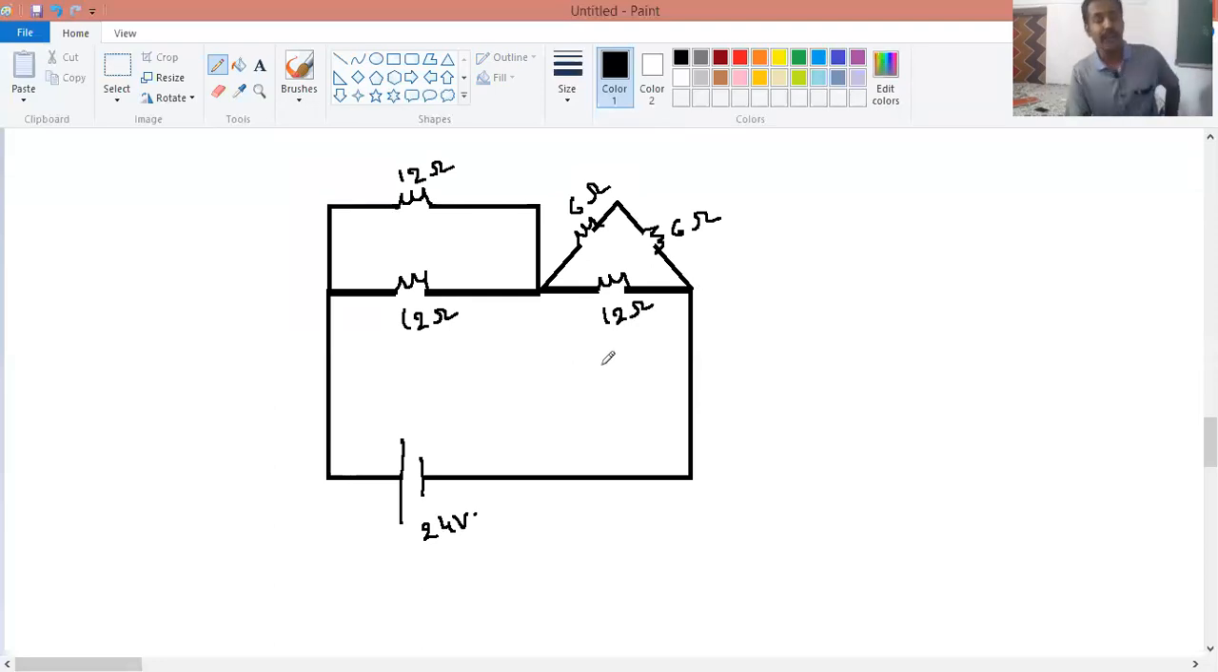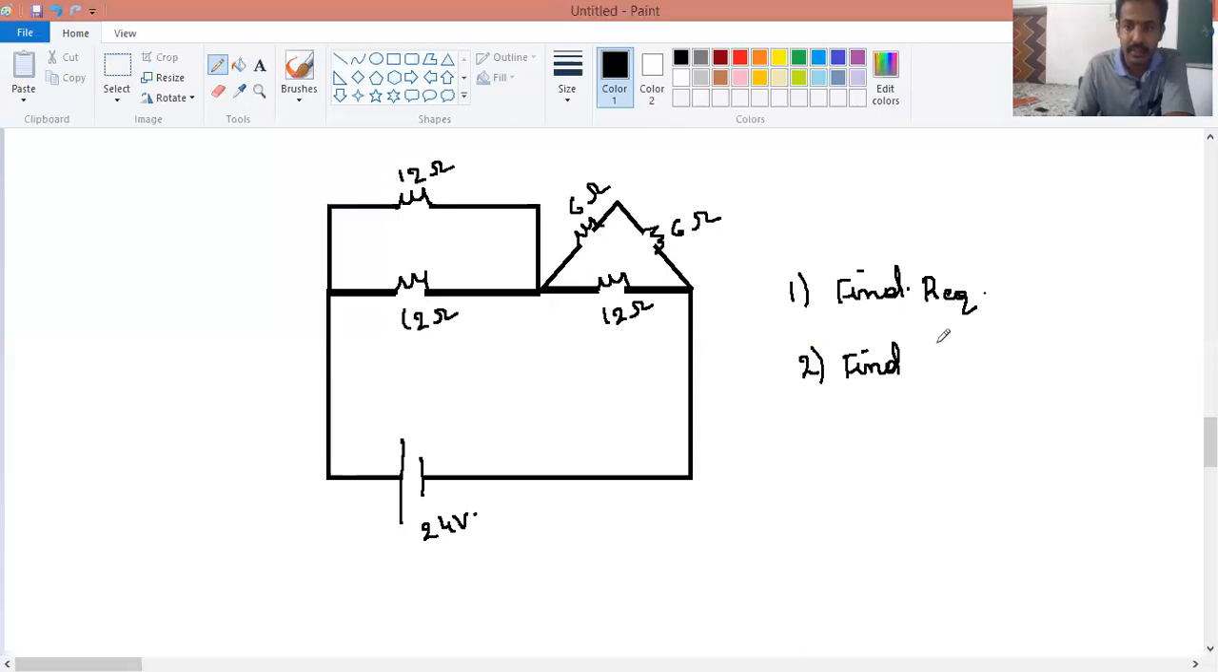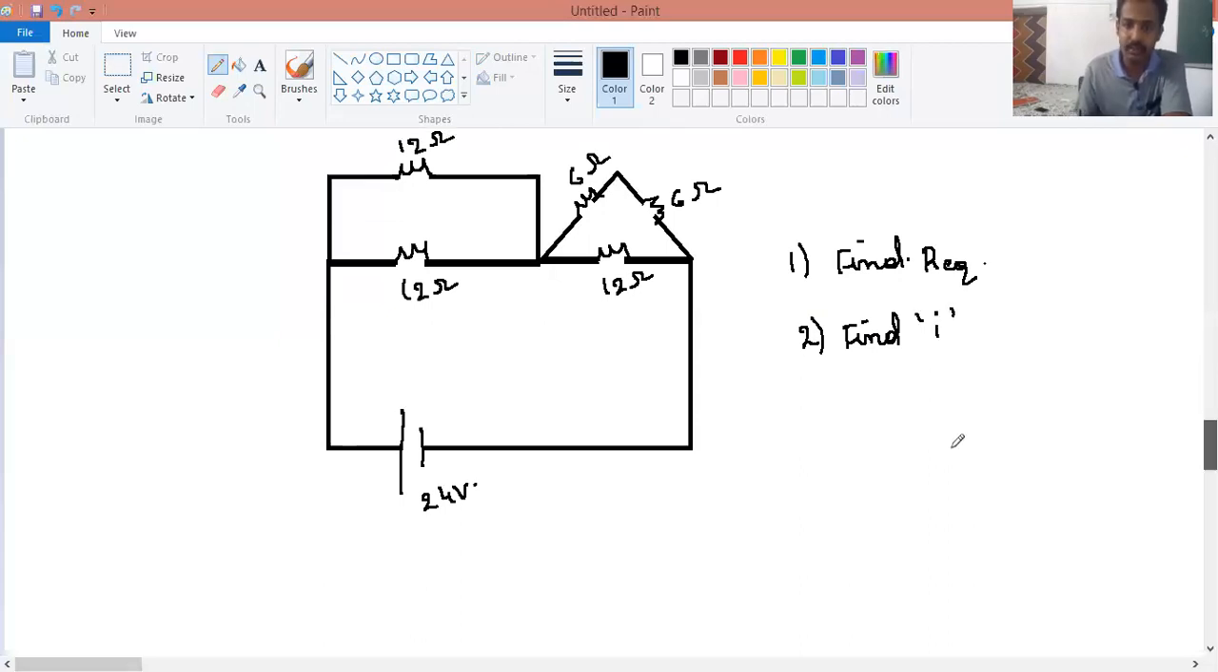In this question we want to solve two things. One is to find R equivalent. The first question is to find R equivalent. The second question is to find I, which is nothing but the current in the circuit. So how to solve this question? This question can be solved very easily.